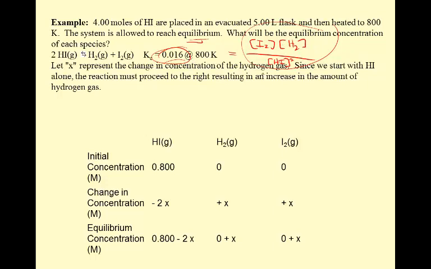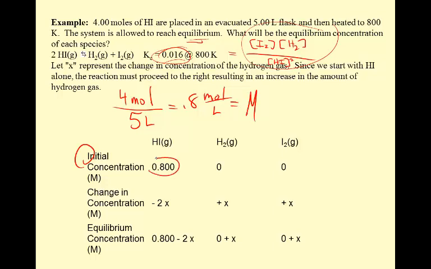So what we have to do is figure out, well, what does it start at? Initial, remember ICE, initial concentration, 0.8. Where do we get 0.8? We have 4 moles of HI divided by 5 liters equals 0.8 moles per liter, which is molar. So that's why this says initially 0.8. When we first start, that's all we have is HI. So we have 0 H2 and 0 I2.